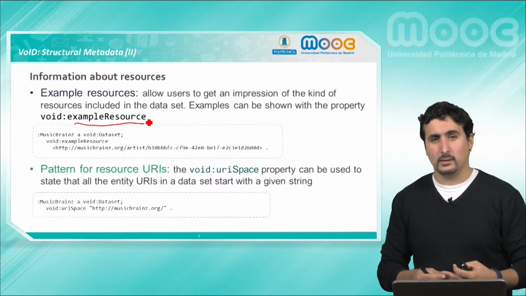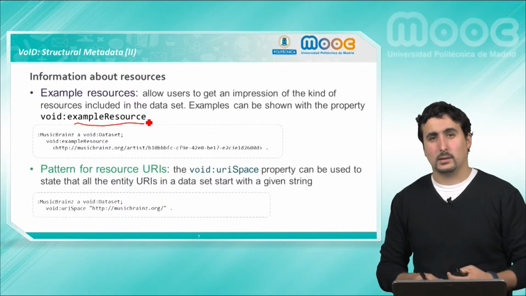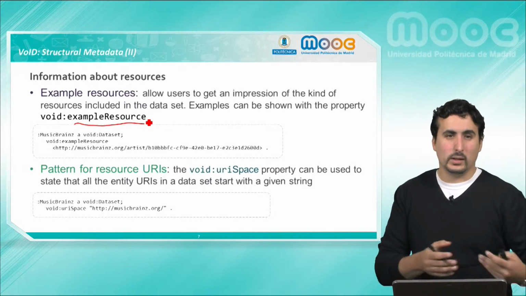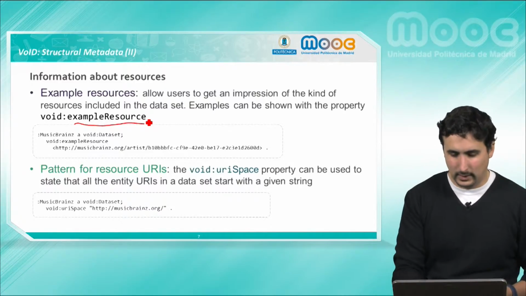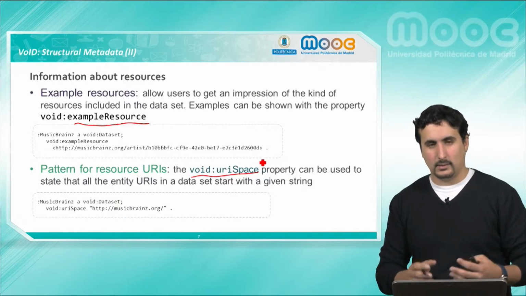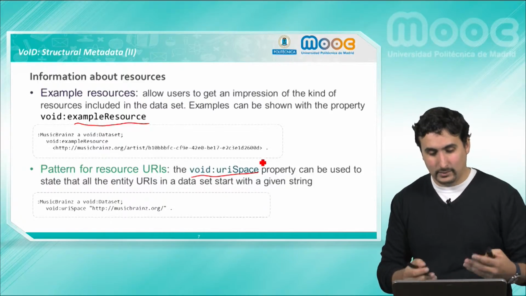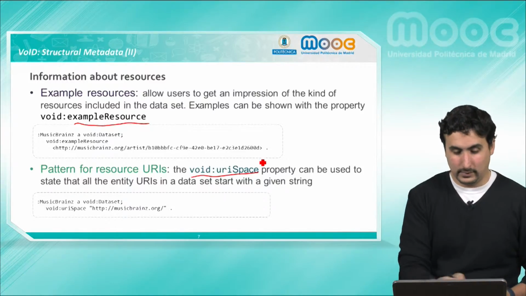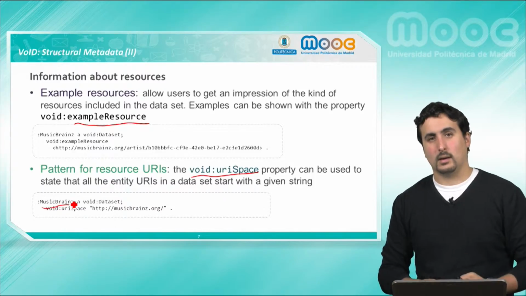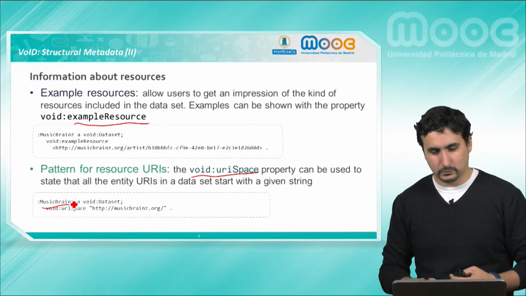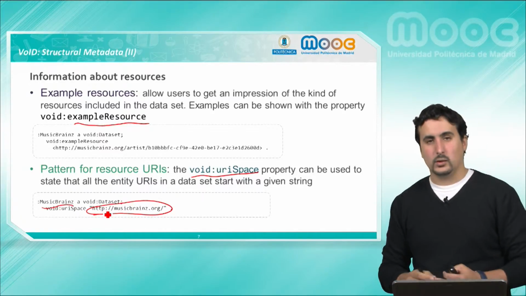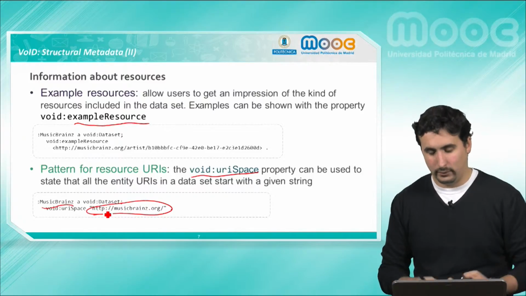We can as well define the type of URIs that our dataset is going to use according to the naming strategy that we defined before. Using the void:uriSpace property, you can state that our dataset has a base URI for its data. So, for example, here, this dataset, the MusicBrainz dataset, will contain individuals that have this URI as the base URI for all of them.